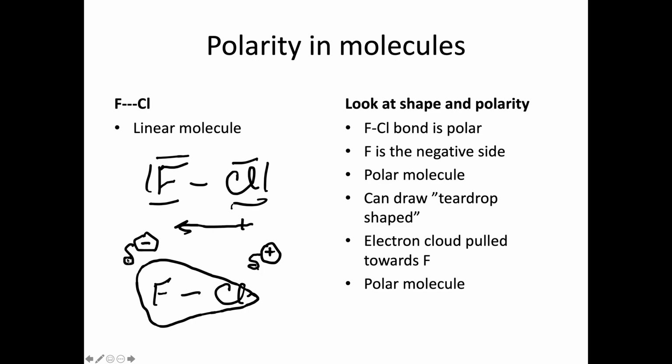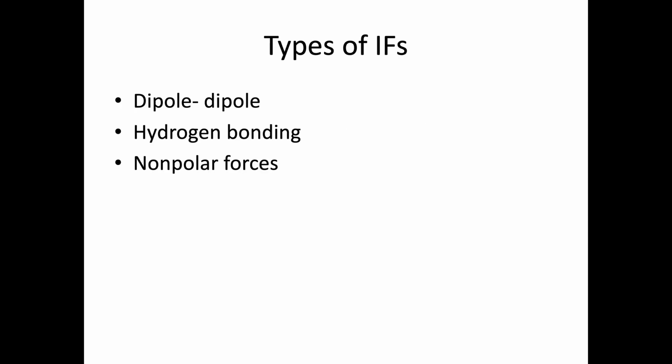This notation, a lowercase Greek letter delta, means partial. So it's not a full charge because it's not ionic, but it's pulling the electrons closer to itself. So it's going to give it some negative character. If I pull electrons towards the fluorine, I'm pulling them away from the chlorine, which means it's going to expose the nucleus. This has a positive character to it. So kind of teardrop shape. This is a polar molecule because there's no cancellation. All right, the types of intermolecular forces are dipole-dipole, hydrogen bonding, and nonpolar forces.